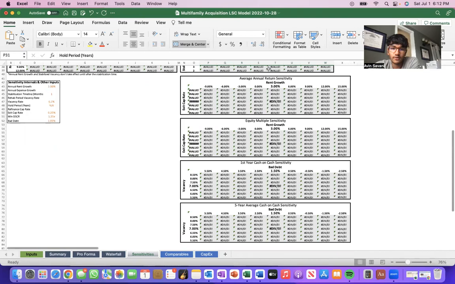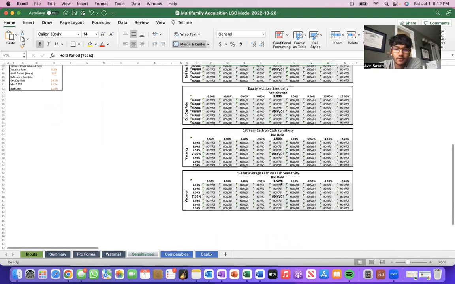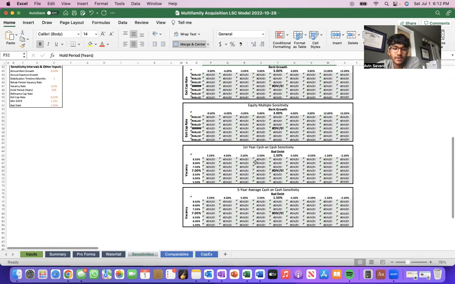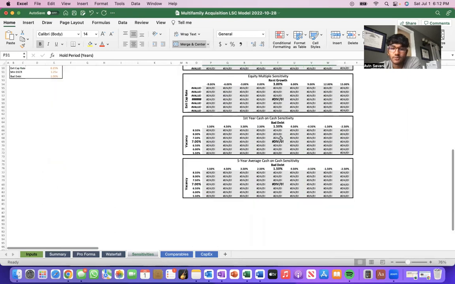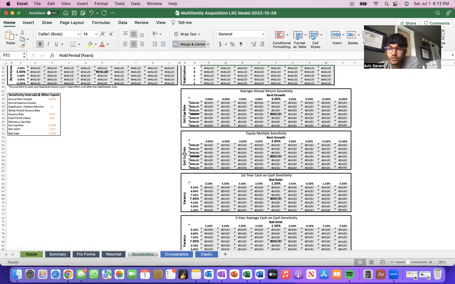And then other sensitivities you have here: average annual return, equity multiple, first year cash on cash and 5-year average cash on cash. You can customize all of this according to whatever return criteria you have for your investors. But it's a good idea to keep some of these so that you can see, for instance, if bad debt increases by a certain amount, or vacancy increases by a certain amount, or you're off on your exit cap rate assumptions by 20-30 basis points, what impact that has on your returns.